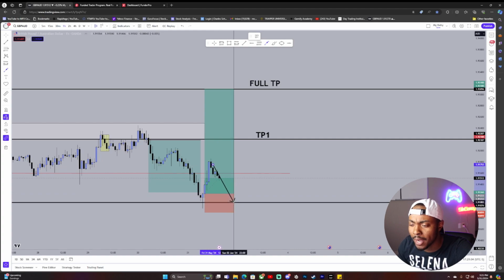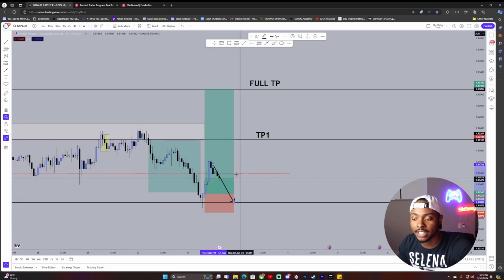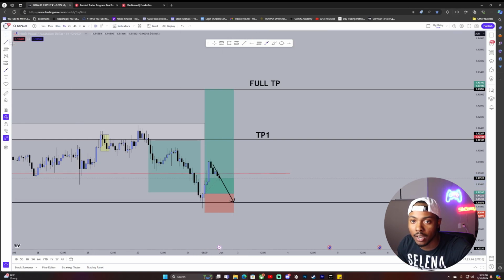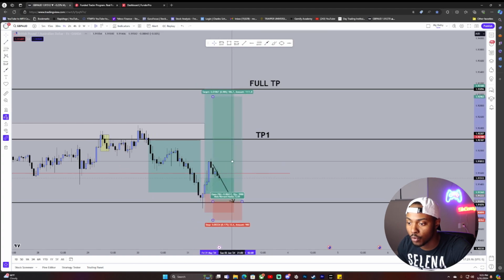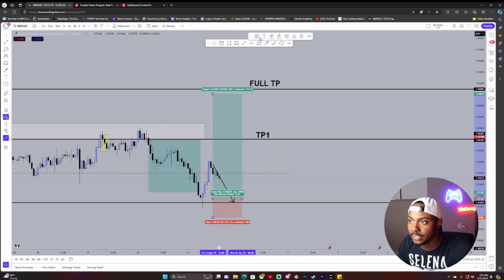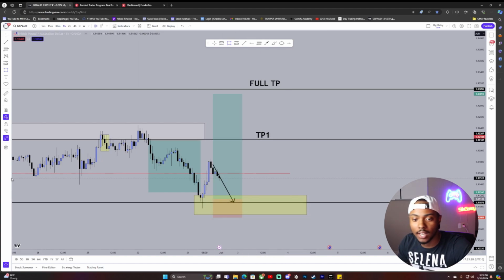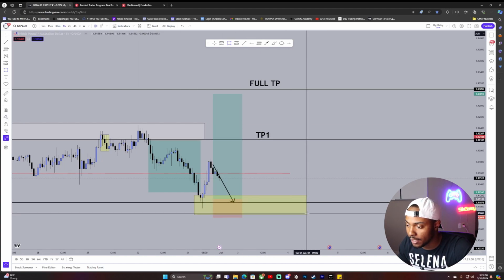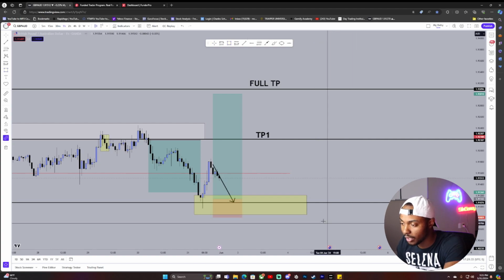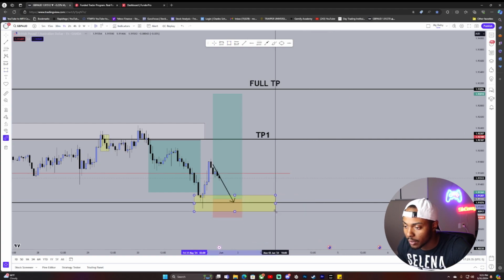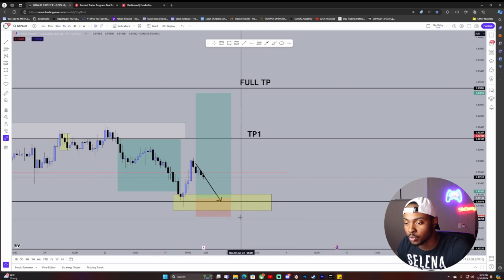But if price were to come back down and give me a signal that it wants to continue on the bearish side of things, then this is where I would be looking for a trade opportunity, somewhere in this zone right here. And guys, I'm choking. I be forgetting that I put that lock on the drawing tools when I'm using the arrow.